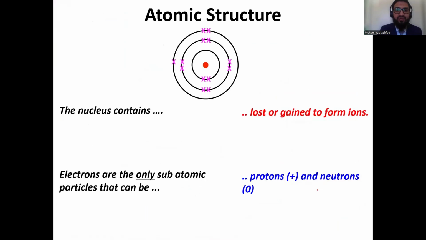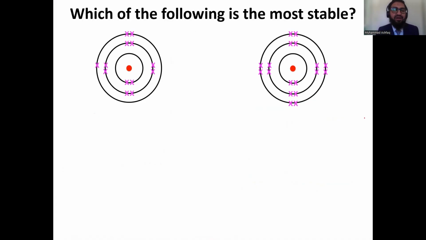Okay, the next one is about the atomic structure, in which we're going to match them. The nucleus contains 2 subatomic particles, as we know, protons and neutrons, while electrons are the only subatomic particles that can be lost or gained to form ions. So let's see about the ions here.